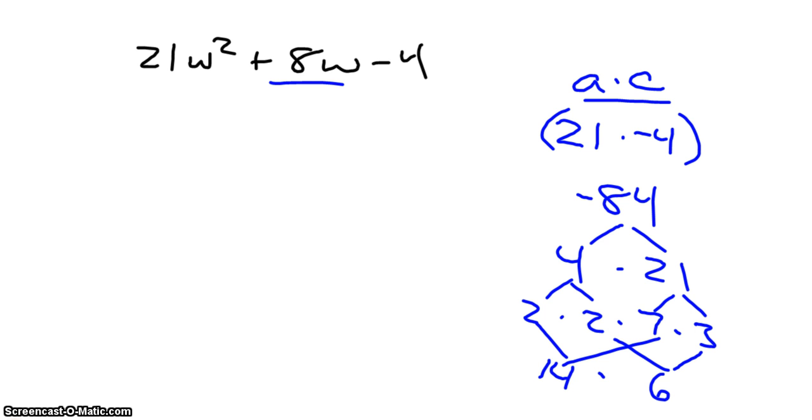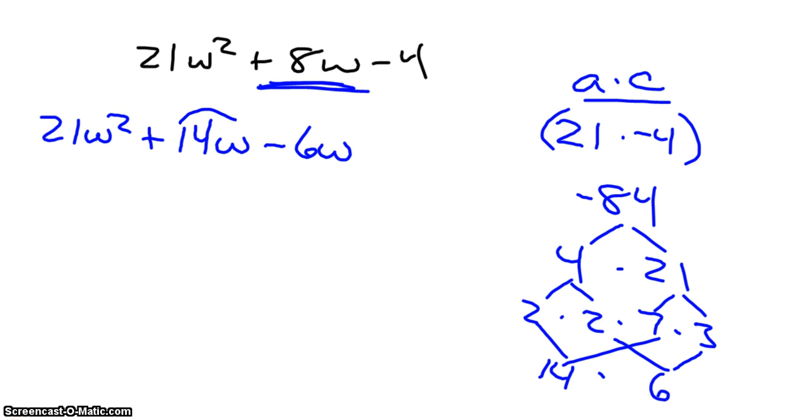Okay, so we're going to rewrite this polynomial as, which one of the factors would be positive? This is positive, right? So 14w and then minus 6w. So these two terms equal 8w, which keeps this new polynomial equivalent to the original. Yay. Okay, so now we're going to use the grouping we learned yesterday, right?